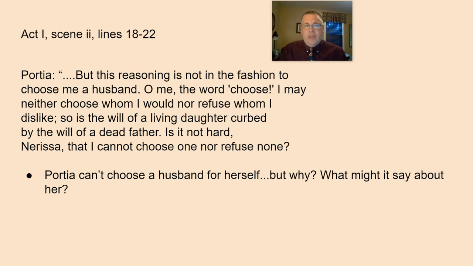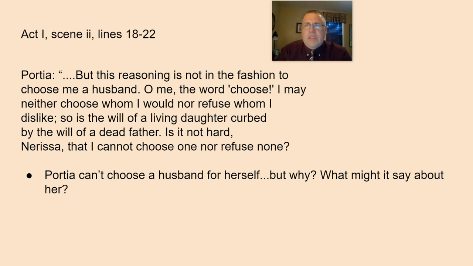Portia's lines that we hear at the beginning of Act One, Scene Two. She's speaking to her friend Nerissa. She says, "But this reasoning is not in the fashion to choose me a husband. Oh, me, the word choose. I may neither choose whom I would, nor refuse whom I dislike. So is the will of a living daughter curbed by the will of a dead father. Is it not hard, Nerissa, that I cannot choose one, nor refuse none?" So what we learn here is that Portia is unable to choose a husband for herself still.